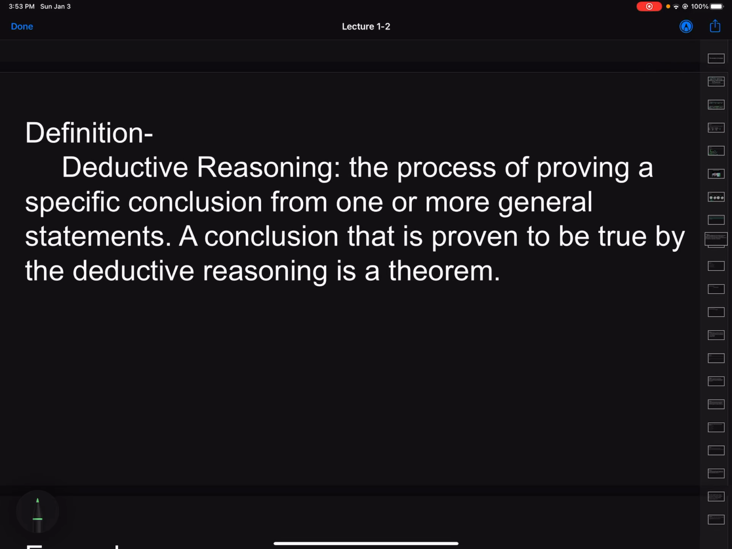So now that we learned a little bit of inductive reasoning, it's time to learn a little bit about deductive reasoning. And deductive reasoning is the process of proving a specific conclusion from one or more general statements. A conclusion that is proven to be true by the deductive reasoning is considered to be a theorem in mathematics.